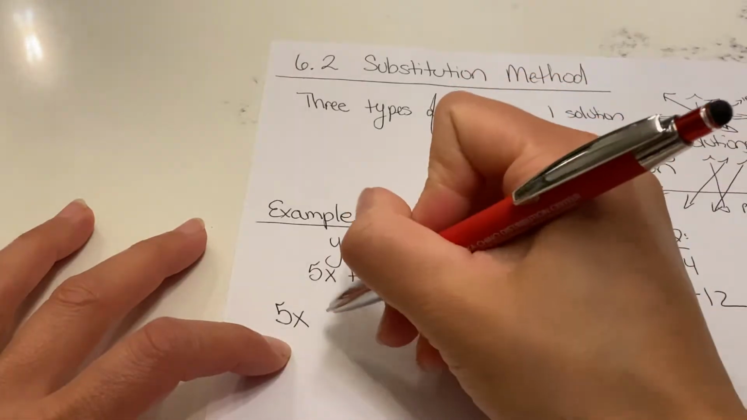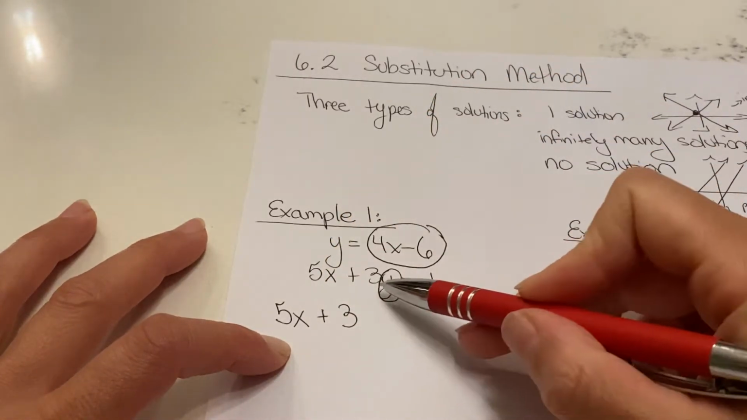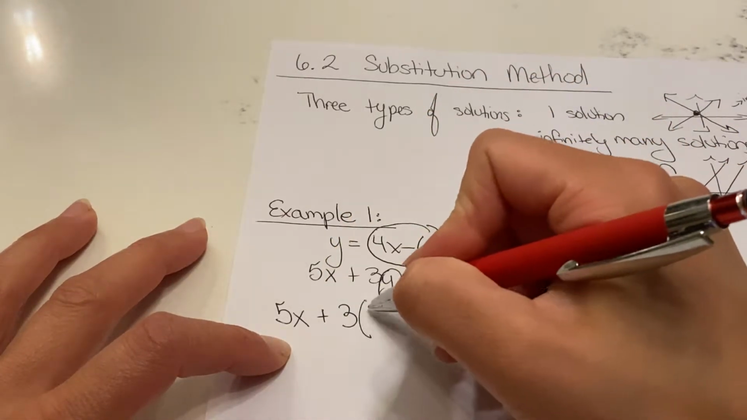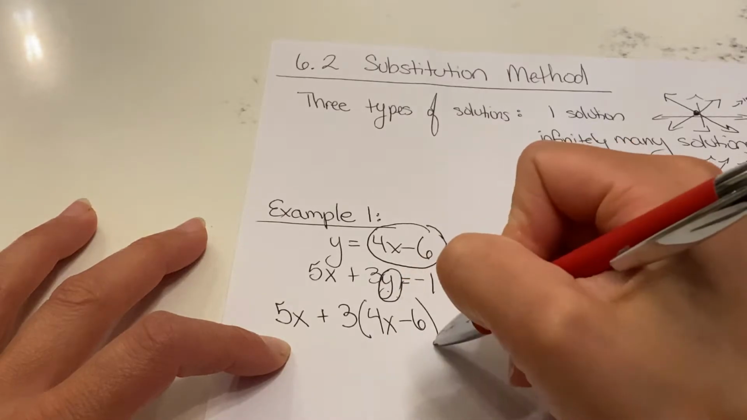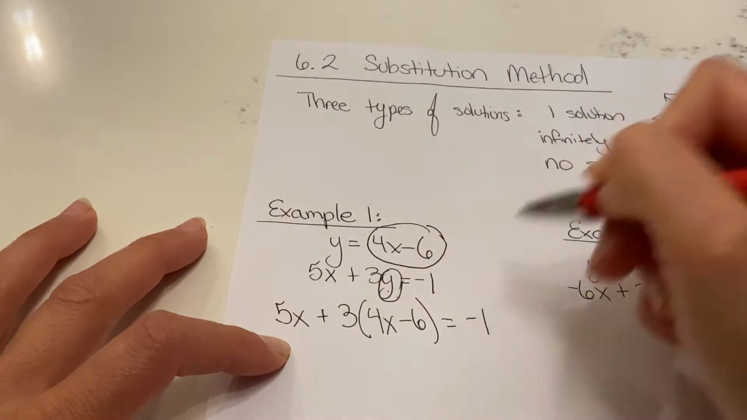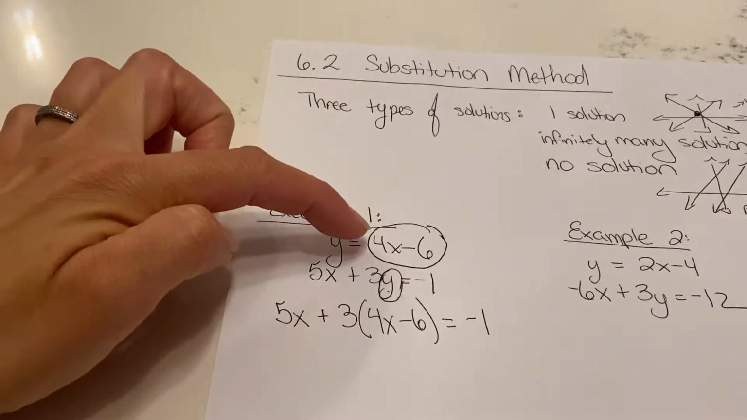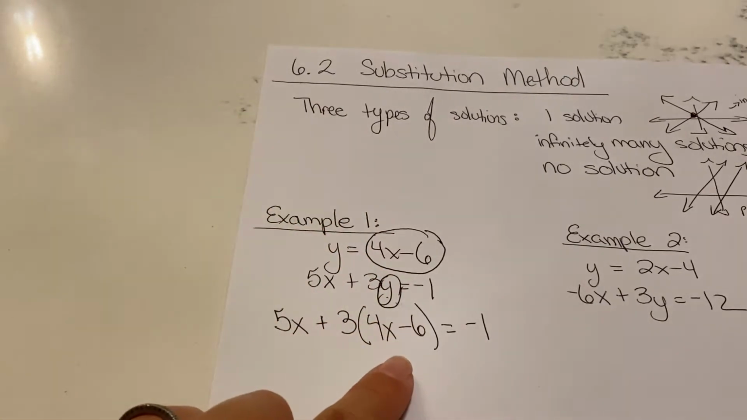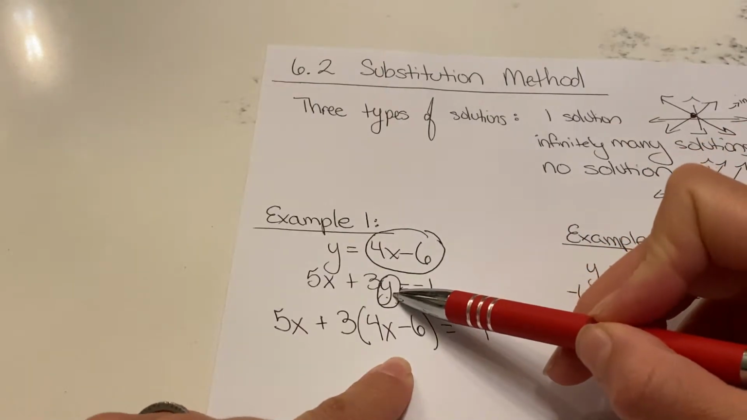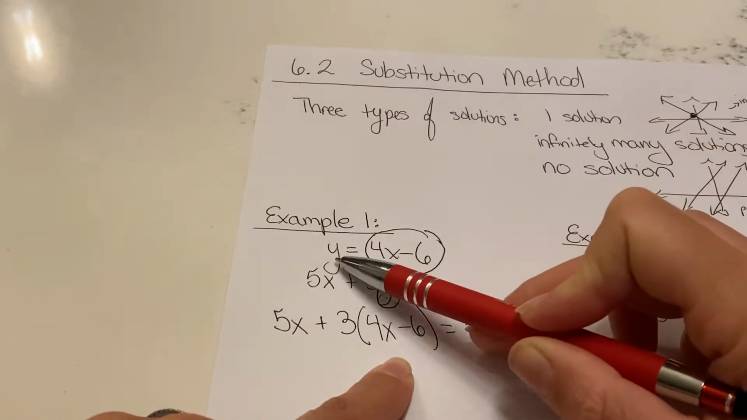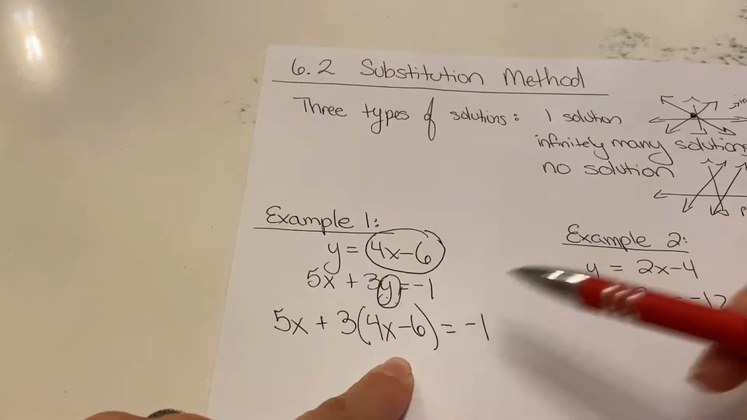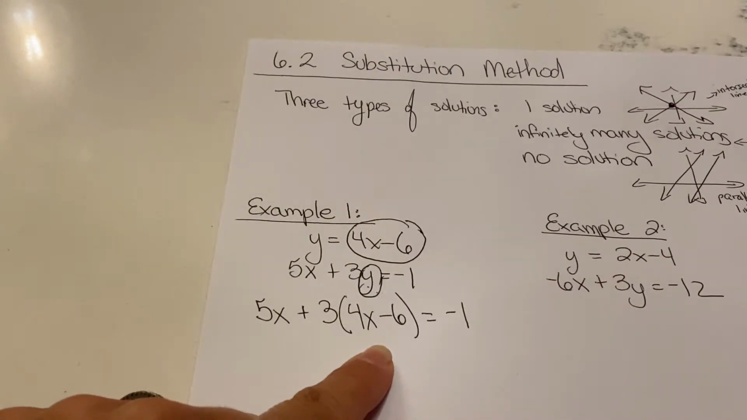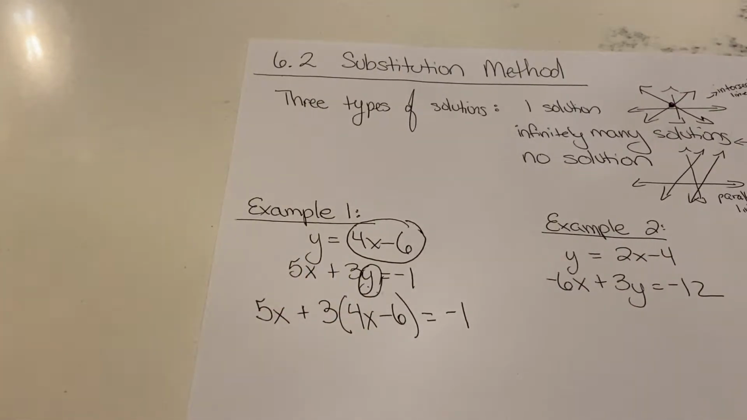So 5x plus 3, what's y? 4x minus 6 equals -1. So as you can see, I substituted this equation into the second equation, all right? So I replaced the y with what the y represents, 4x minus 6. So now you're going to solve this equation for the x.